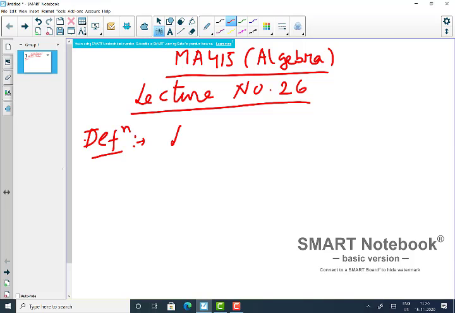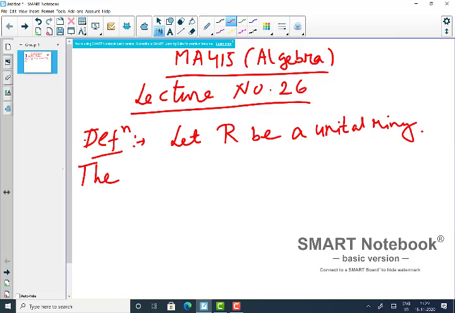Let R be a unitary ring, okay, and I'm thinking whether I need a commutative property or not. So let me just define any unitary ring. We define something called the characteristic.